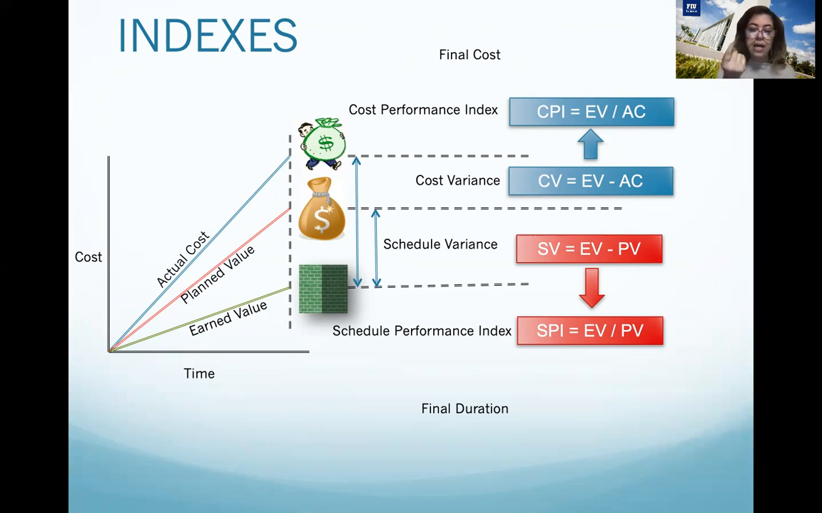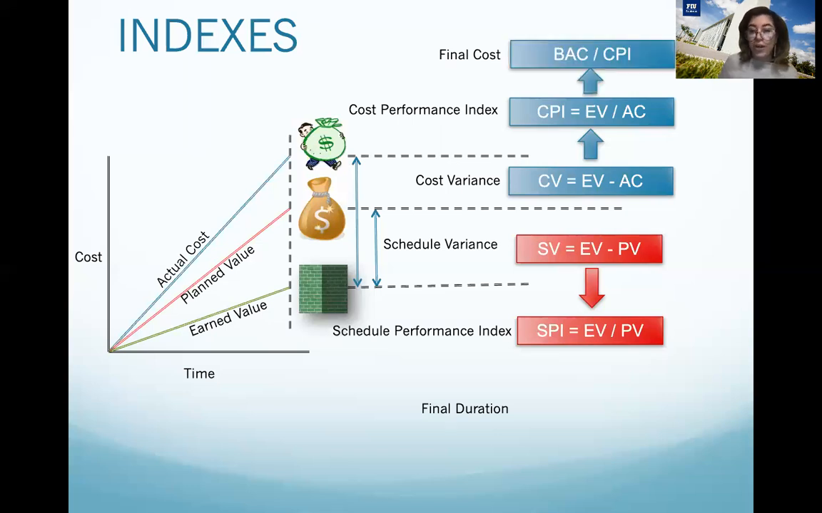However, instead of using actual cost, we're using the planned value. An SPI less than 1 indicates less work was completed than was planned, which is not good. An SPI greater than 1 indicates that more work was done than was planned, which is really good news. The SPI is equal to the ratio of the earned value to the planned value, which is the same format as the CPI.